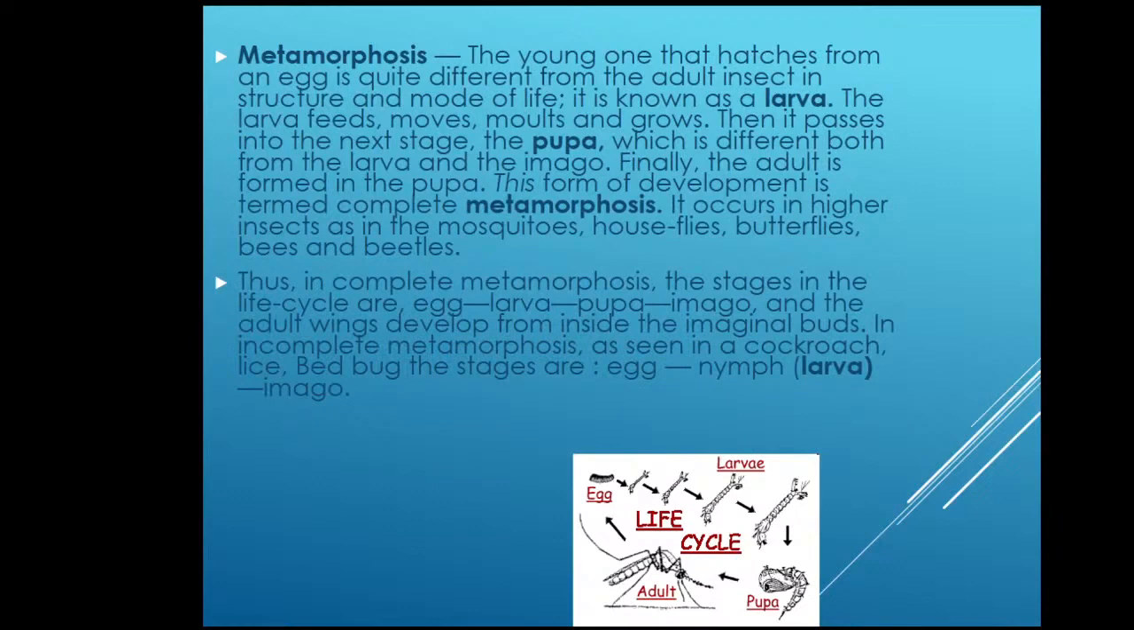So, from the egg, the larva hatches out. After some molting and active feeding, it transforms to a pupa, and from the pupa, the adult hatches out. This form of development is called complete metamorphosis, and it is characteristic for all organisms from order Diptera. So it includes 4 stages: egg, larva, pupa, and adult.